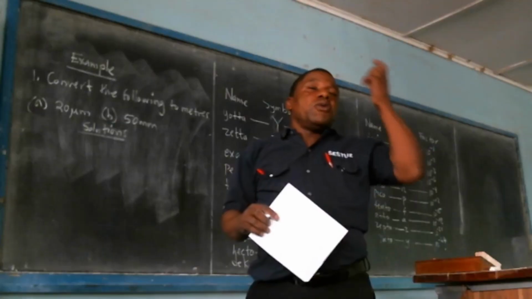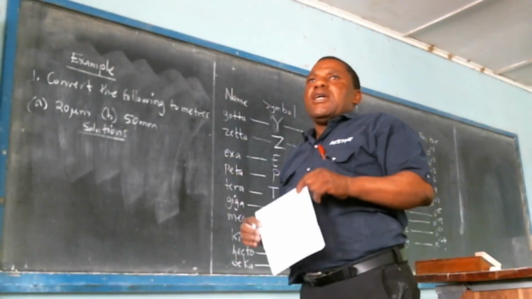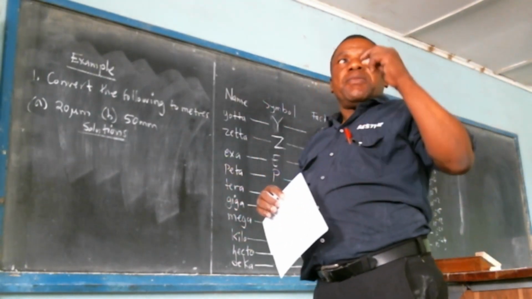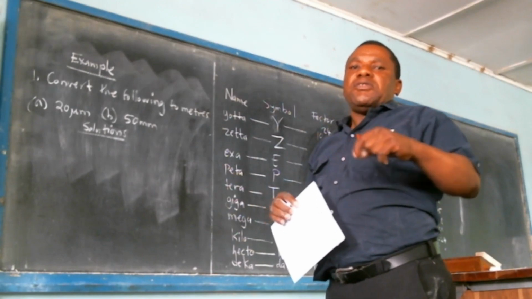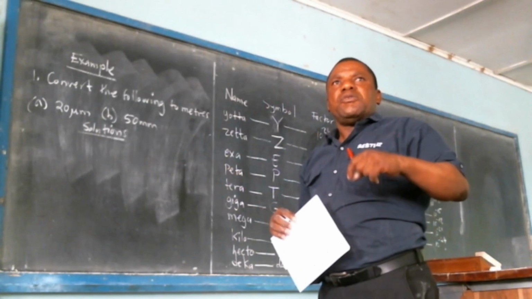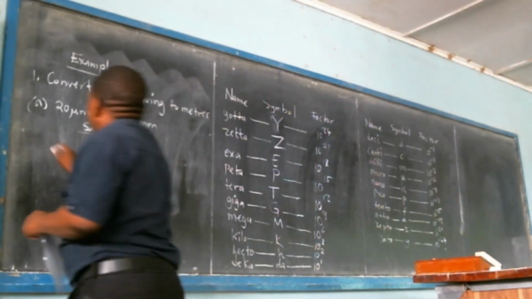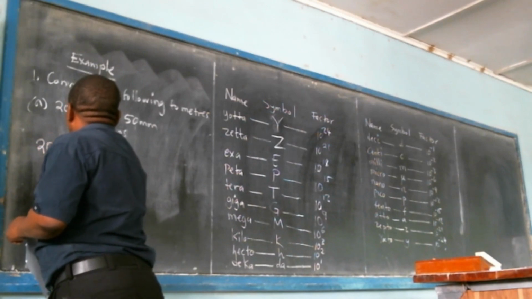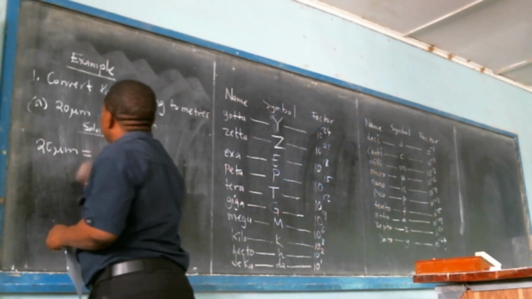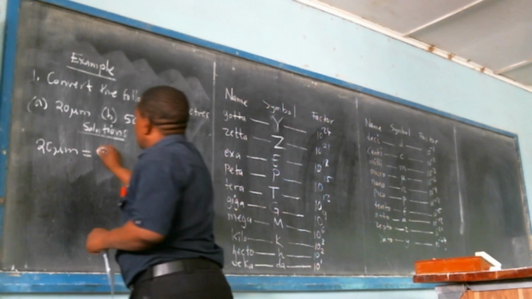Now, when we are changing a unit that contains a prefix to SI units, what we want is just to get rid of the prefix symbol and substitute the actual value it represents. For instance, for A, we have 20 micrometers into meters. So we write 20 micrometer the way it is. You say 20.